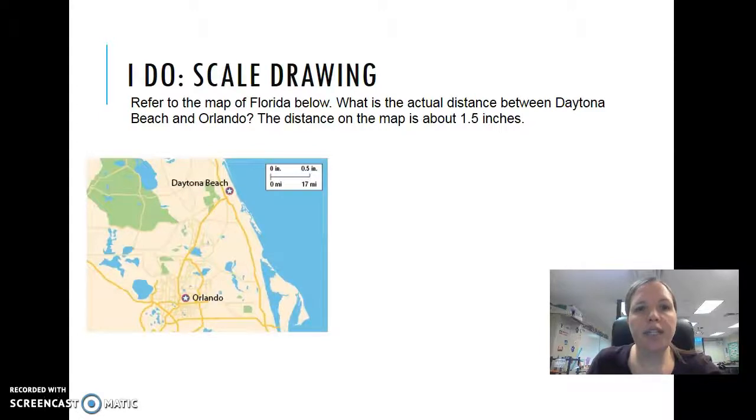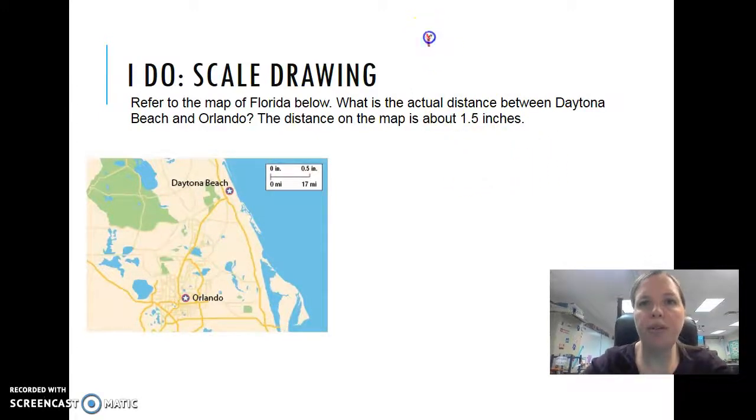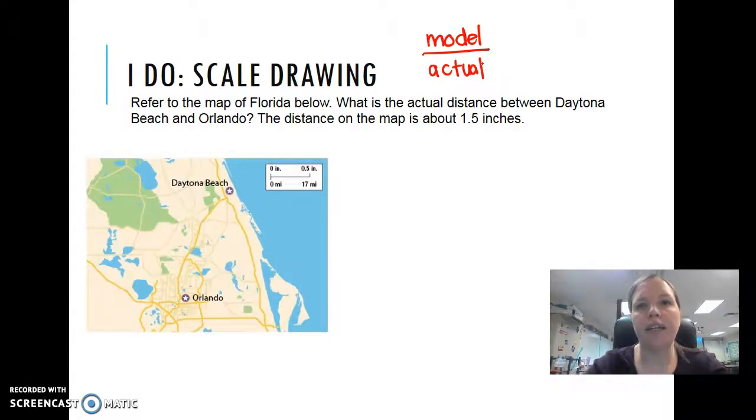So here we see a map. This would be obviously much smaller than it is in real life. This is a map of Florida, and it says what is the actual distance between Daytona Beach and Orlando. I'm going to write a reminder to myself here that the model is the first number, the actual is the second number, as far as our comparisons.